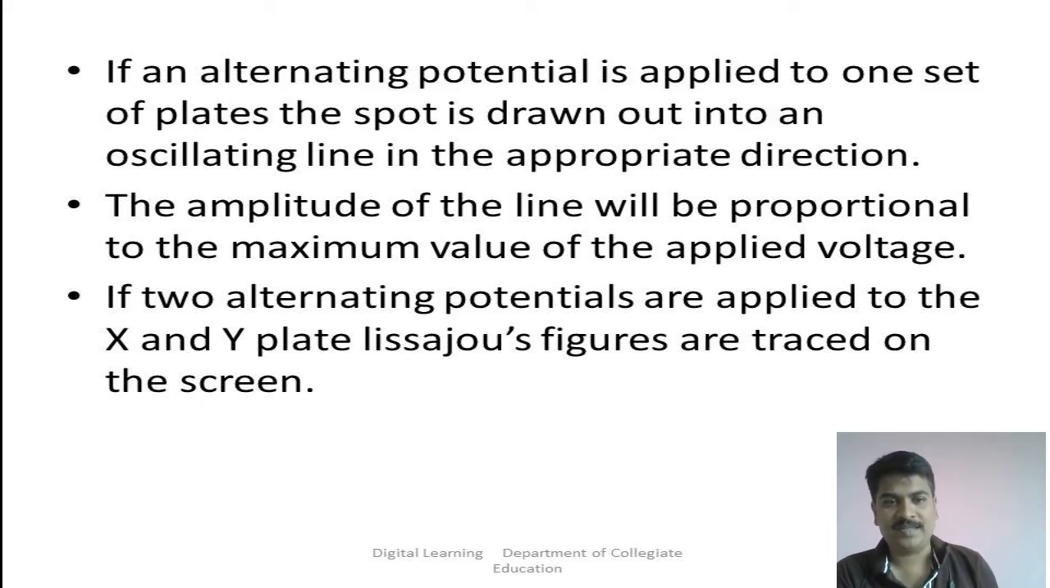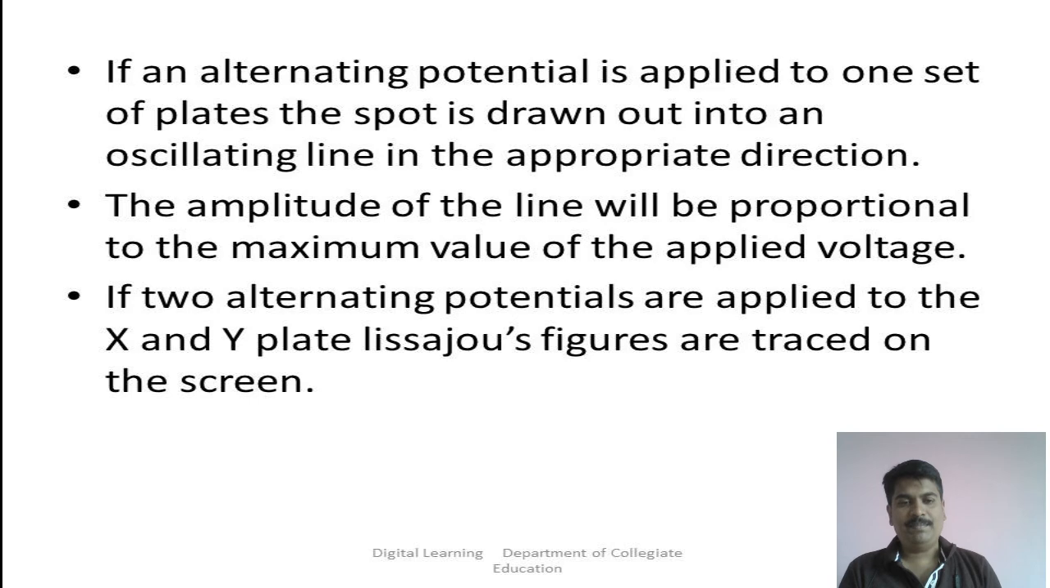The amplitude of that wave is proportional to the maximum value of the applied voltage. Suppose I am giving 4 volts here, I should get an amplitude which is proportional to that 4 volts. If I reduce the voltage, the wave amplitude will be reduced. If I increase the supply voltage, the amplitude of the waveform will be increased. Anyway, the amplitude of the waveform on the fluorescent screen is proportional to the maximum value of the applied voltage.